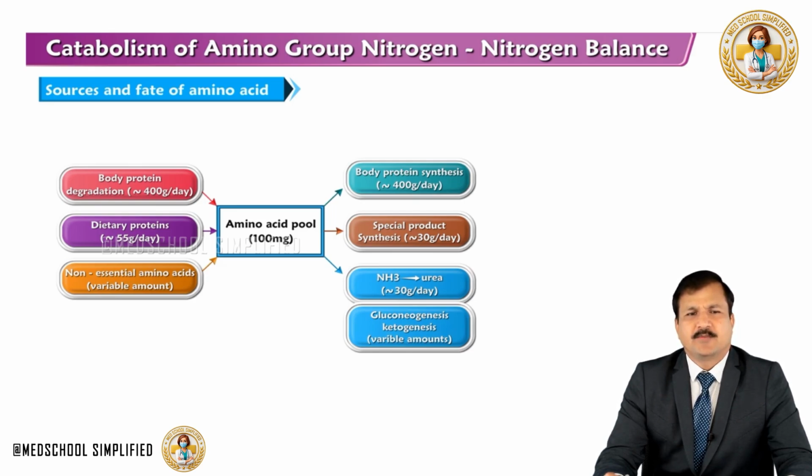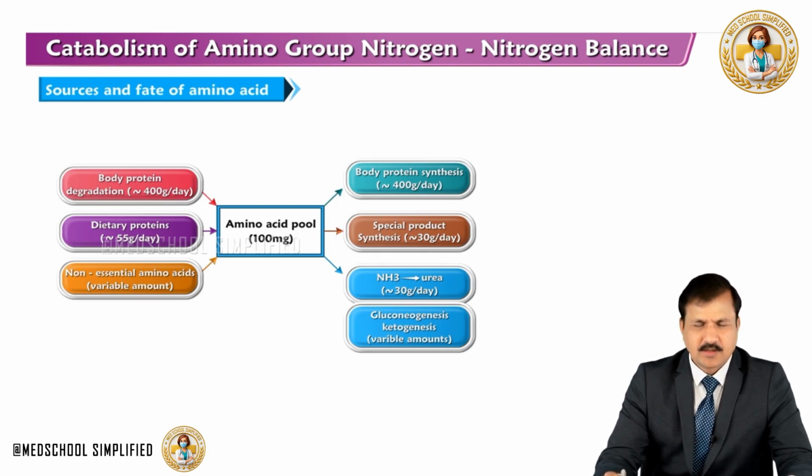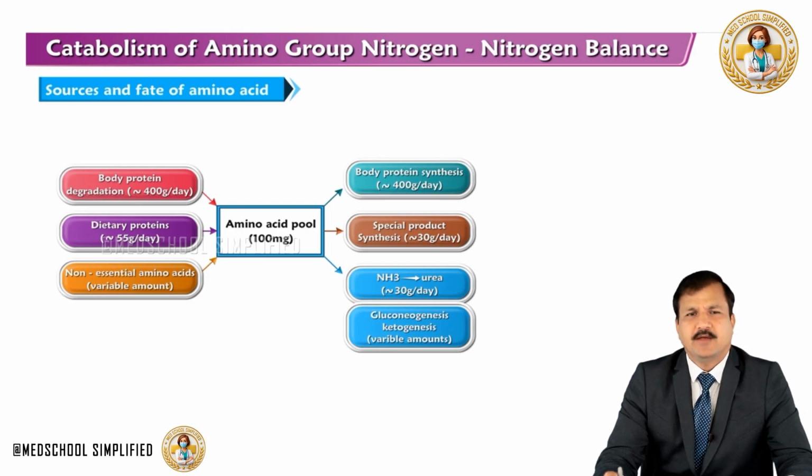The non-essential amino acids getting into our body are a variable amount. Out of this, new protein synthesis on a daily basis is 400 grams per day, which is equivalent to the amount of body protein that is degraded. So 400 grams of protein is degraded per day in the body, and 400 grams of protein is synthesized per day.